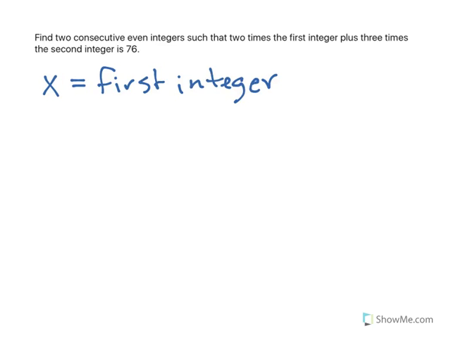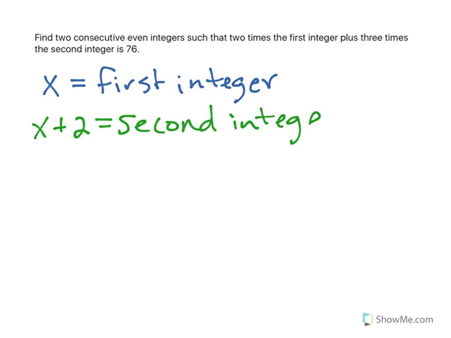Let's say hypothetically that x is equal to 8. The next consecutive even number to 8 is 10. So that means that x plus 2, for example 8 plus 2 equals 10, could be our second unknown integer. Now we only have one unknown variable, and we can solve for two unknown integers.